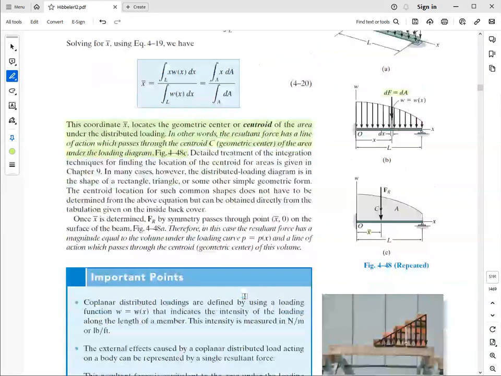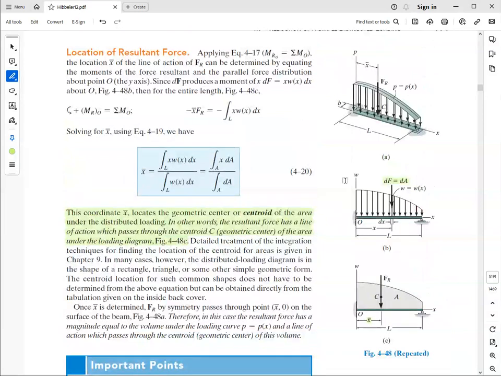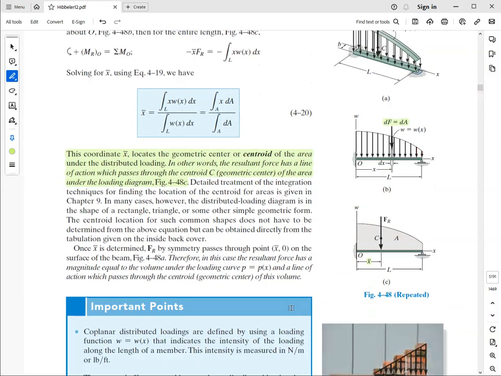Okay. If these are analytical functions w of x, you can work with integrals. Otherwise, if they are simple figures like rectangles, triangles, even parabolas, there are appendices in this book that give us the centroids and areas. But sometimes we need to do integration, and there's chapter 9 where these are discussed again.